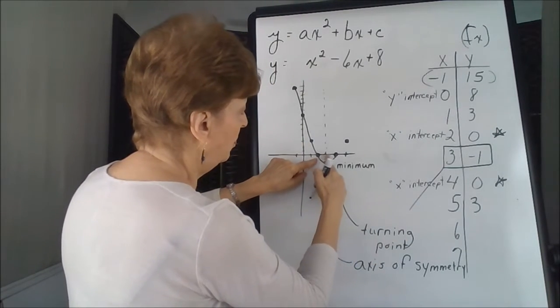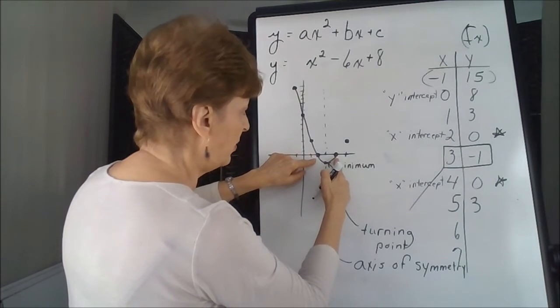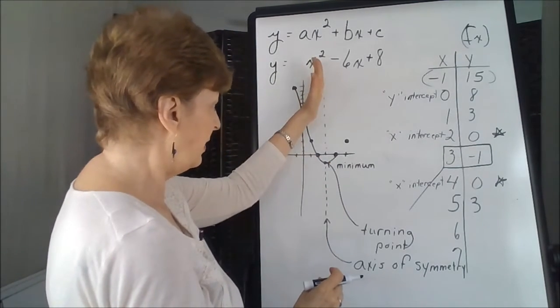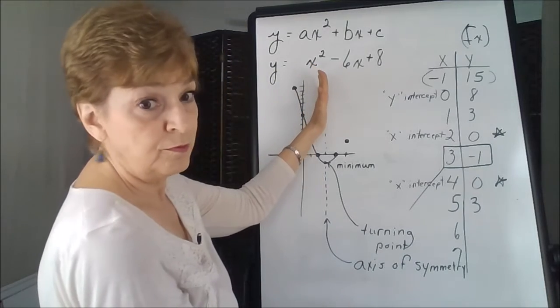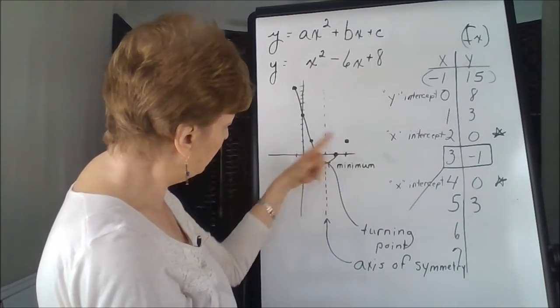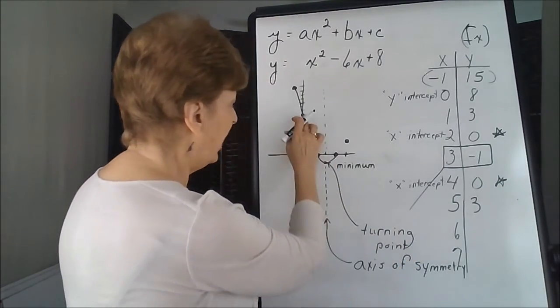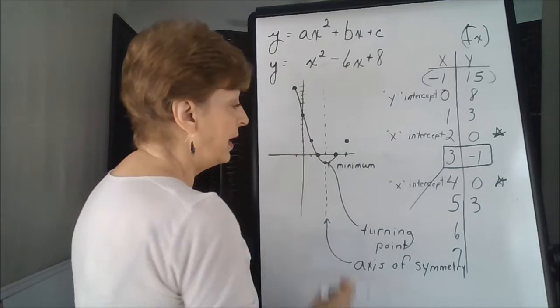And the two x-intercepts mirror each other as well. The mirror being the axis of symmetry. If we were to fold this parabola on the dotted line, these points would match up perfectly. So here we are. What's the matching point to this one and the matching point here?